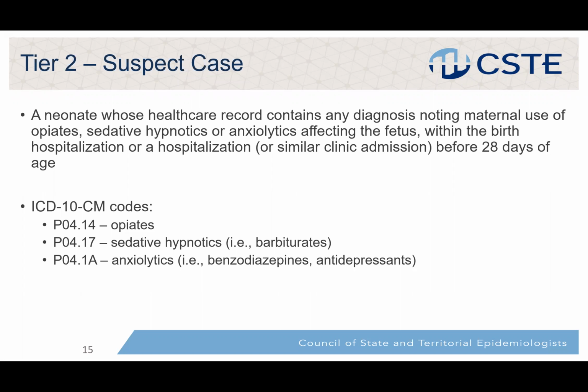So a suspect case is a neonate whose healthcare record contains any diagnosis noting maternal use of opiates, sedative hypnotics, or anxiolytics affecting the fetus within the birth hospitalization or hospitalization that's similar to a clinic admission before 28 days of age. The ICD-10 codes here are exposure to opiates, barbiturates through the sedative hypnotics, anxiolytics, which are benzodiazepines or even the antidepressants. Previously, we used P04.49, and that was a neonate whose healthcare record contained any diagnosis noting maternal use of unspecified or other drugs of addiction, not including cocaine or hallucinogens or narcotics affecting the fetus within a birth hospitalization or subsequent hospitalization.